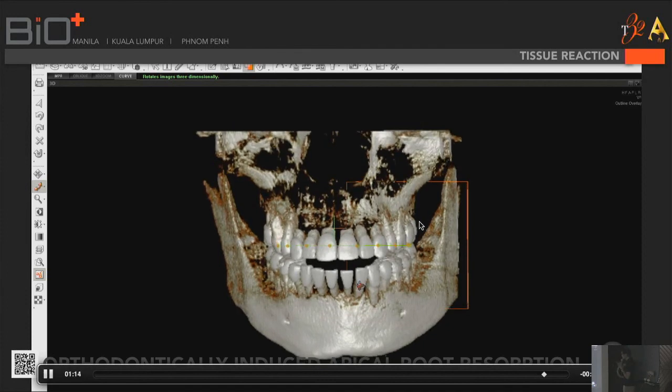Okay, now for this patient, her bite was actually functionally incorrect. And she needed ortho treatment to fix the coronal part, but there's no root part, so I can't do anything. Okay?